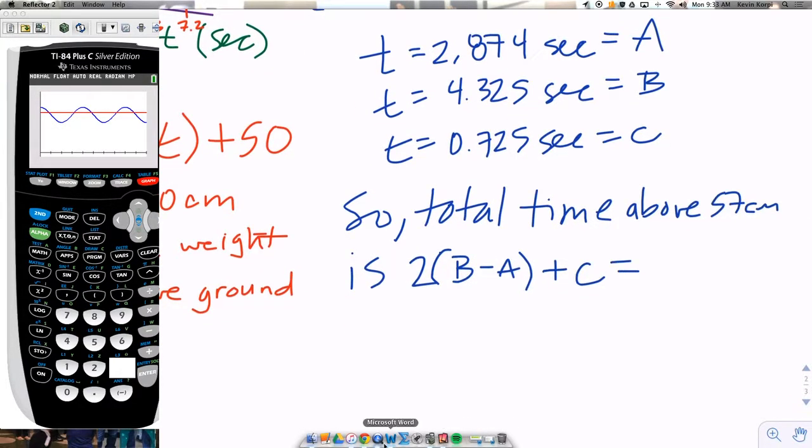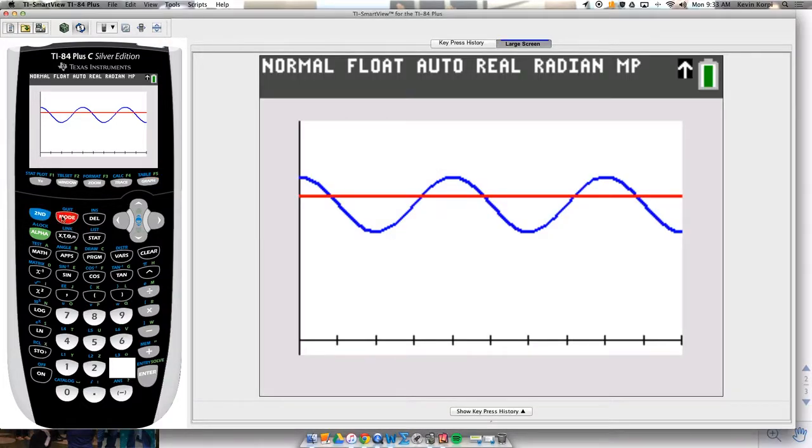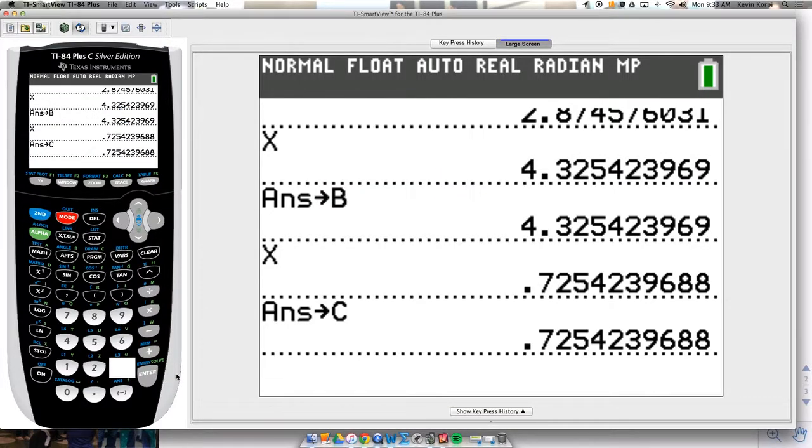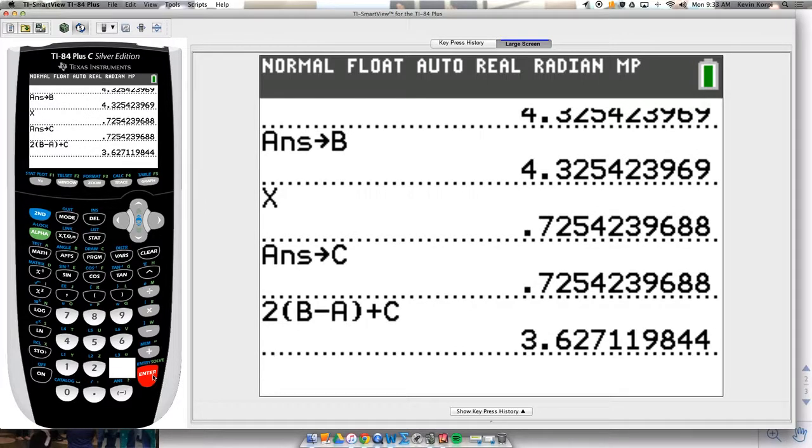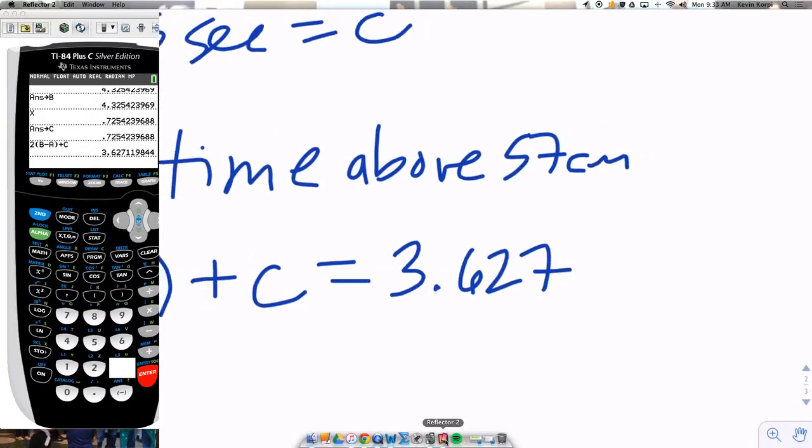Now all you have to do on your calculator, it's kind of fun, using your calculator as a tool. You just type that in. 2 parentheses alpha B minus alpha A, close parentheses, plus alpha C, hit enter. And now you report your final answer to 3 decimals, and it should have no rounding error because you've been using stored values. So we'll report it now in the end to 3 decimals. And what are the units? Centimeters? Seconds. There you go.